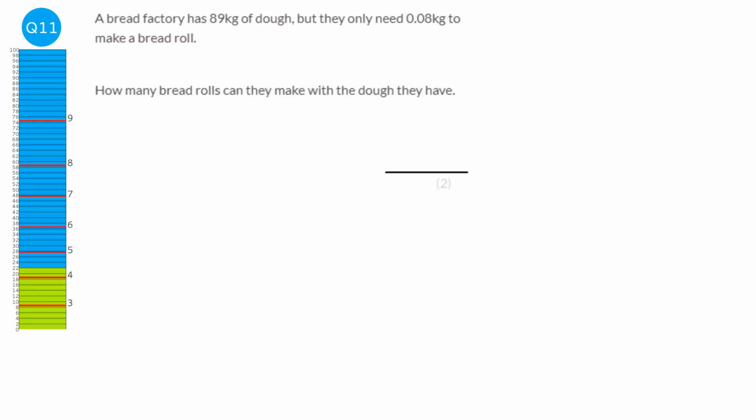So here we're asked to find how many bread rolls we can make. We've got 89 kilograms and it takes 0.08 kilograms to make a bread roll. Something we can do is convert these into grams, or we can just keep it at kilograms, but I've got a neat little trick. And the trick is, if you've got a decimal when you're dividing, as long as you do the same thing left and right, you can multiply them by 10 or 100. In this case, we're going to multiply both by 100 because it will make the division a lot easier, because it will make this right hand side, instead of 0.08, it will just make it 8.